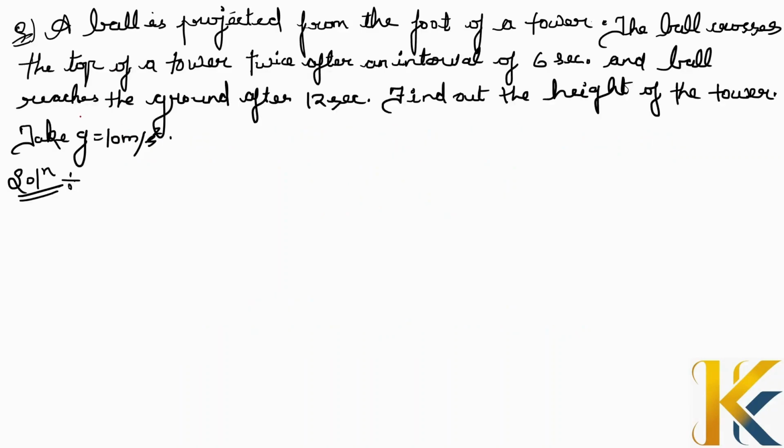The question is: a ball is projected. Now, in the previous question, the ball was projected horizontally from the top of the tower. In this question, it is projected from where? From the foot of the tower. And the ball crosses the top of a tower twice, after an interval of 6 seconds, and the ball reaches the ground after 12 seconds.